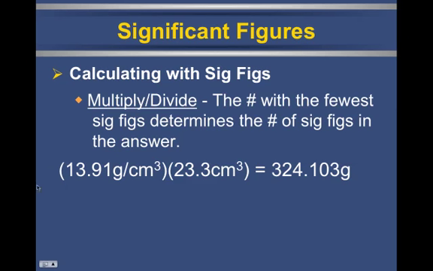So if we look at this first measurement, there are 4 significant figures. If we look at our second measurement, there are 3 significant figures. Our final answer can be only as good as our least precise measurement. So our least precise measurement has 3 significant figures. So our answer must have 3 significant figures. 1, 2, 3. We have to round the rest of the numbers so the 1 makes the 4 stay the same, and we end up with 324 grams.